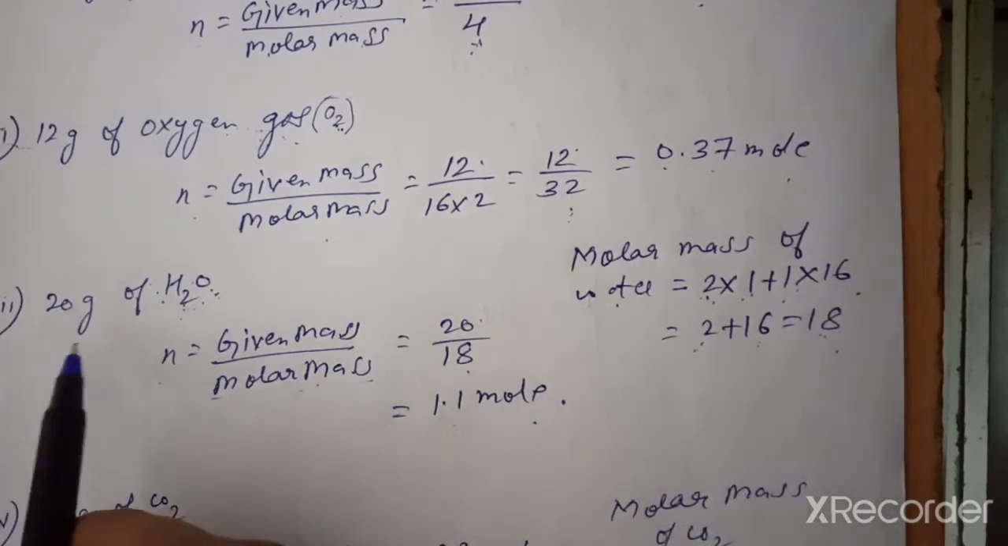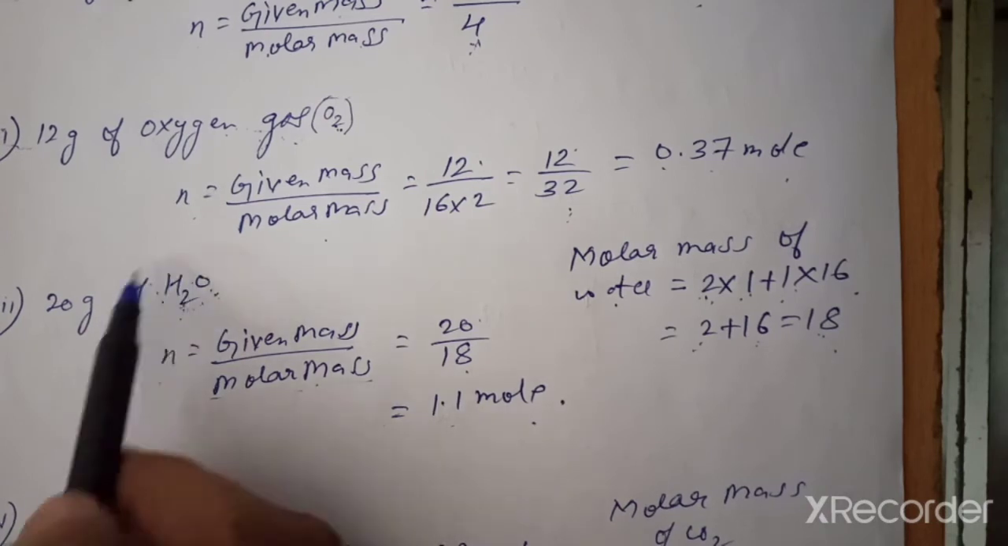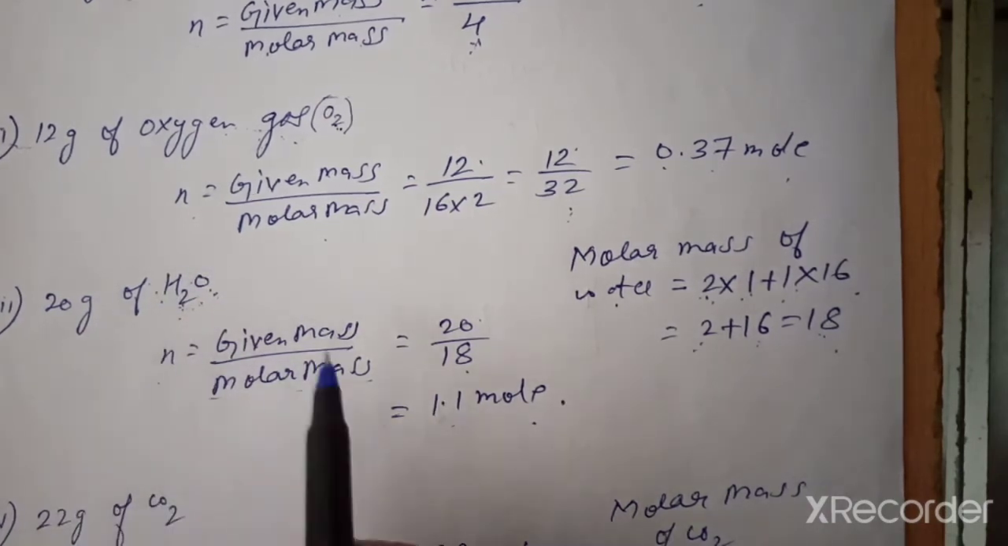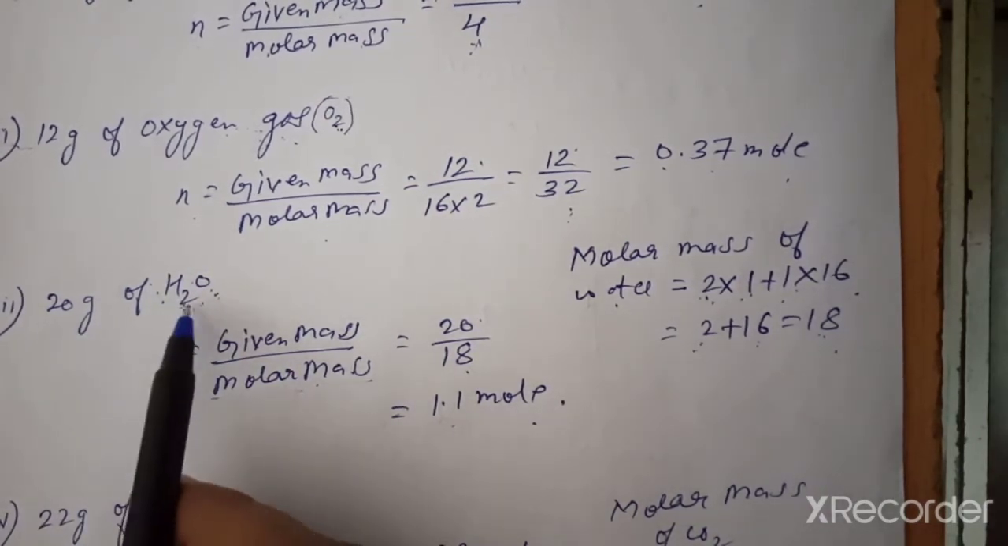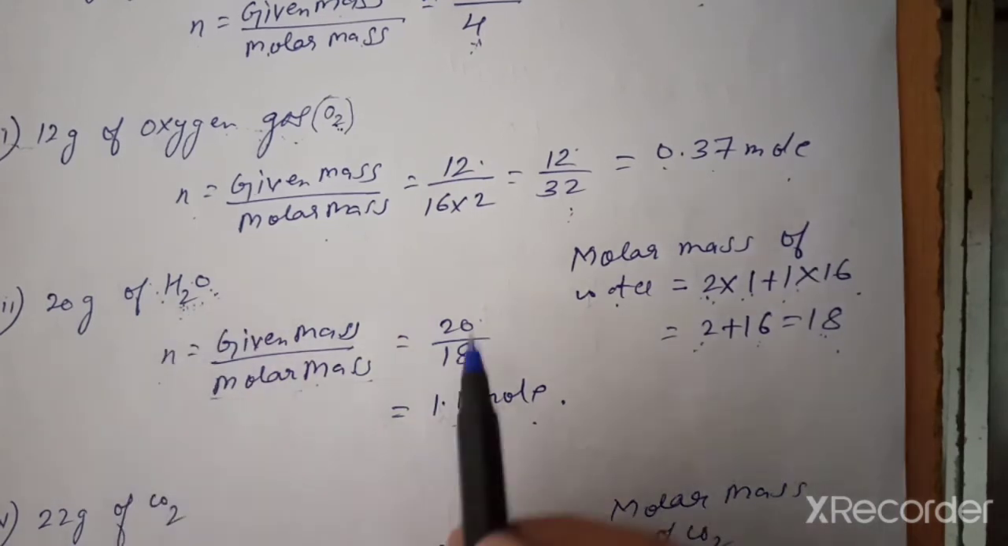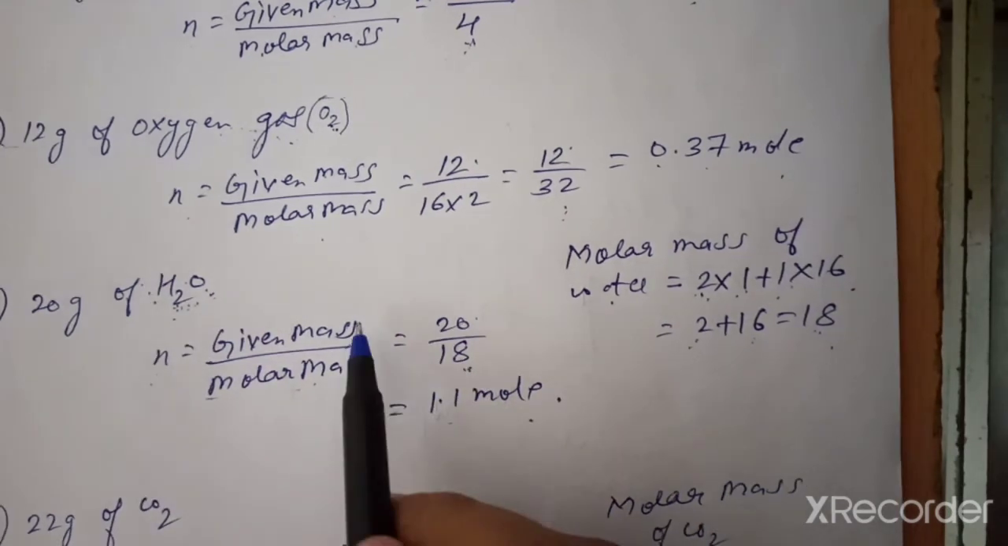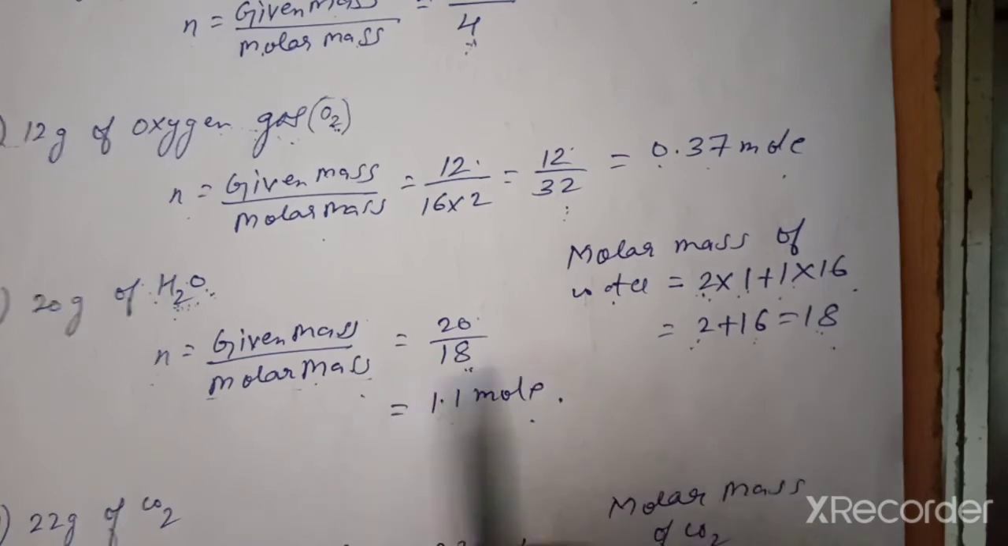So whenever the single element is not given and a compound is given, first you have to calculate the molar mass of that particular compound, and this value will be substituted in the equation, given mass divided by the molar mass, and we will get the answer.